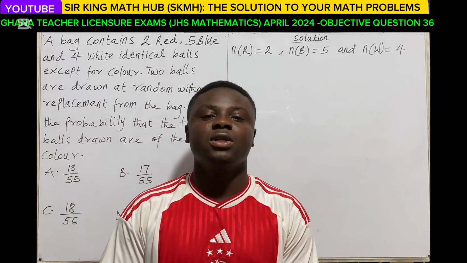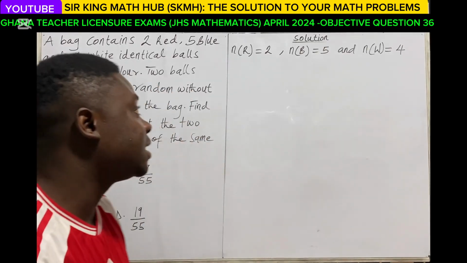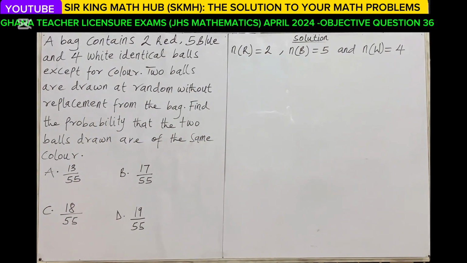Second matter, the solution to your math problems. This is Ghana Teacher Licensure Exams. This is for GHS Mathematics, April 2024, objective question 36. We have a probability question here. So let's read the question together.